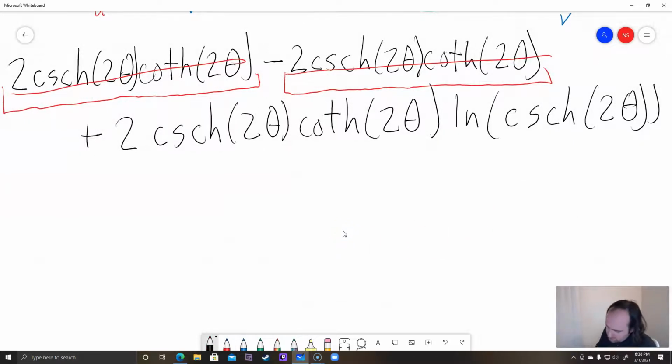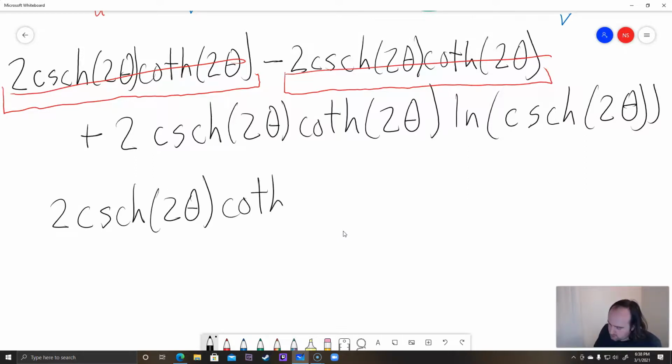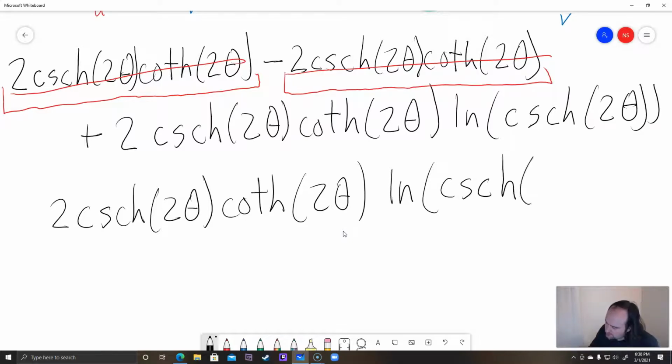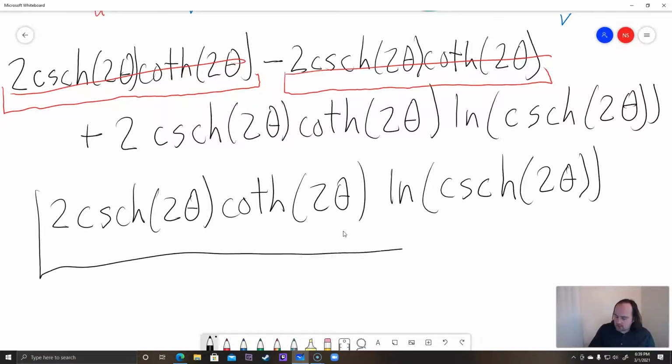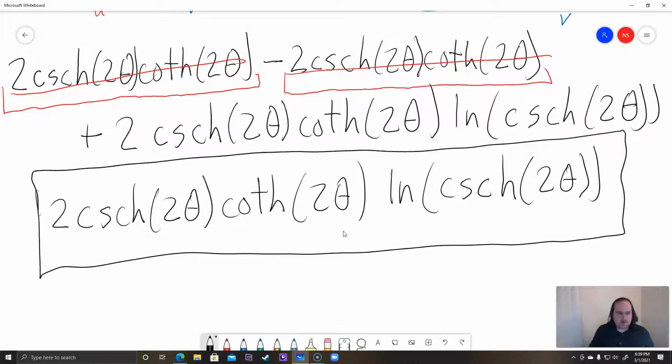Okay, and that's actually going to be our final answer. So 2 cosec of 2 theta coth of 2 theta times ln of cosec of 2 theta. Right, and that's going to be our final answer. And let me just make sure that's what they got on my math lab, because that's an awfully long problem. 2 cosec of 2 theta, good. Times coth of 2 theta, good. Times ln of cosec of 2 theta, also good.